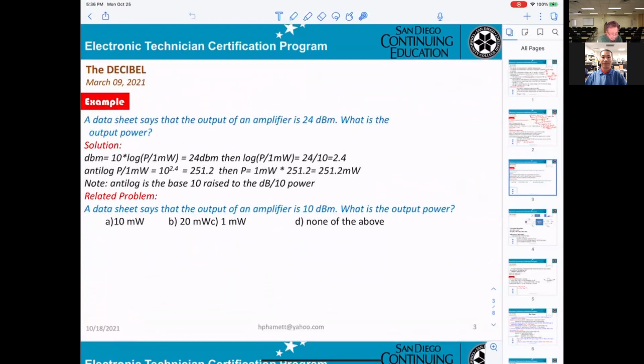Okay, and now we get the example. A data sheet says that the output of an amplifier is 24 dBm. What is the output power? That means they want the output power in milliwatt or watt. Can you get the answer? The answer we already gave you in the calculation here: 251.2 milliwatts.